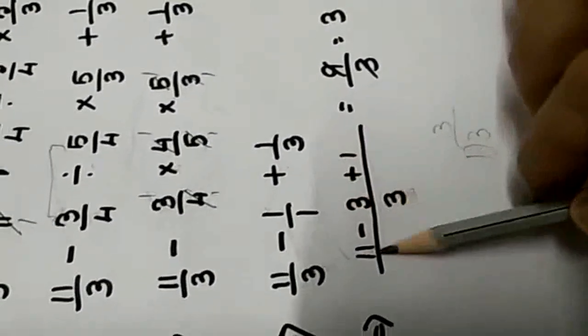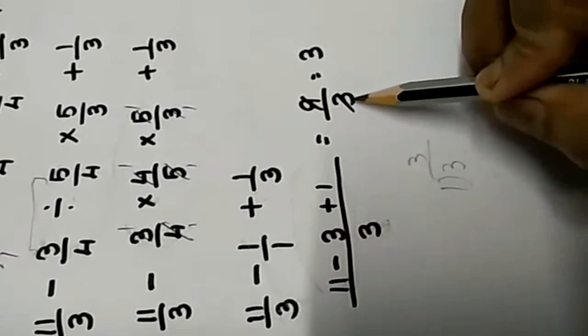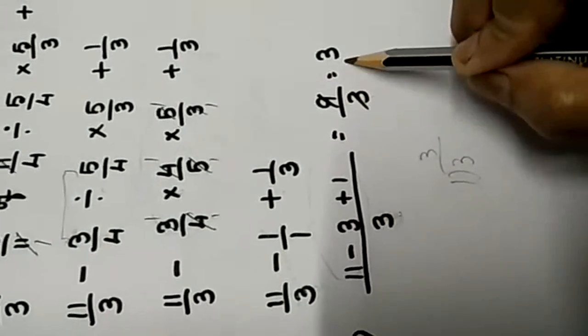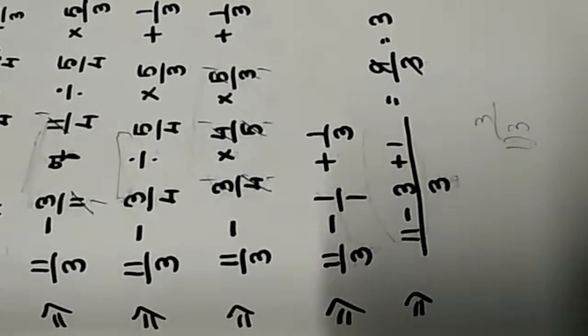Now add all this. 11 plus 1 is 12. 12 minus 3 is 9. 9 by 3, if you cancel it, you get the answer 3. Okay, hope you understand this.